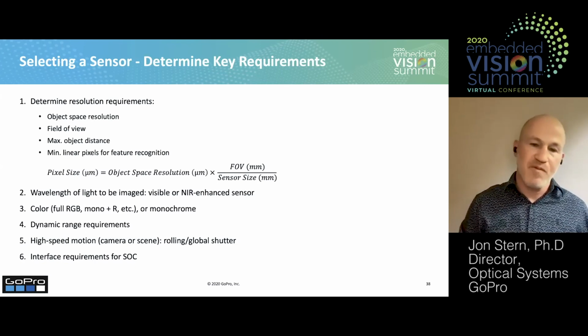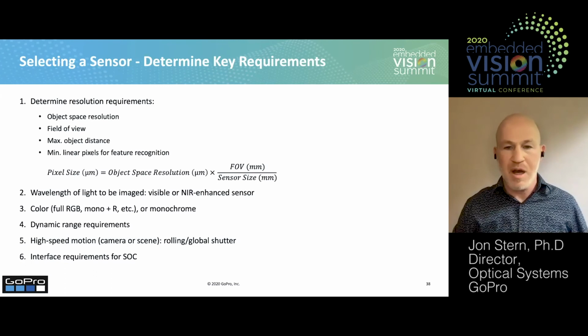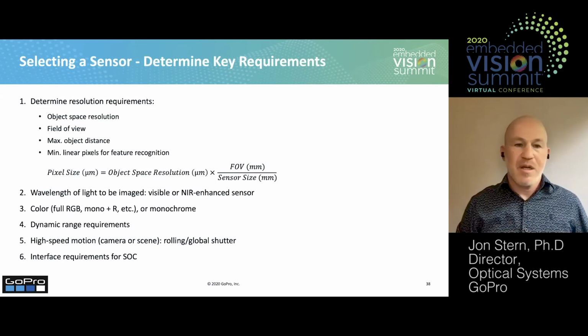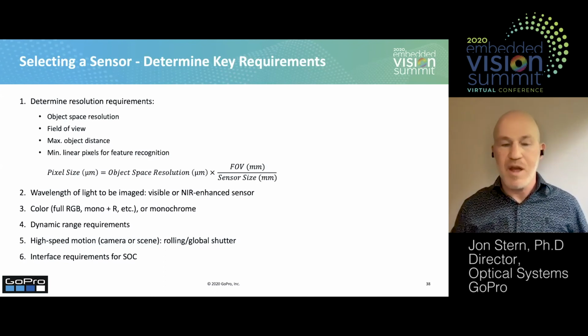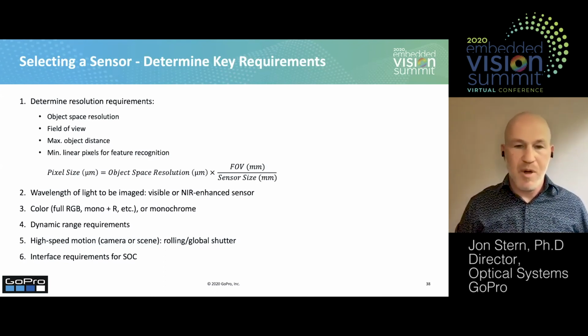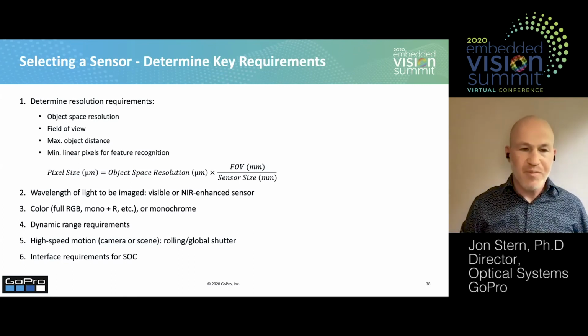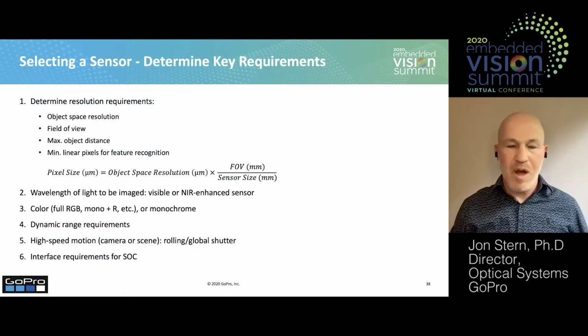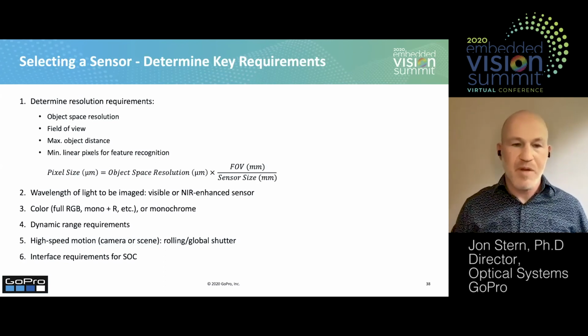Determine the wavelength of light that's going to be imaged. Is it, for example, visible or near IR? Do you need to select a near IR enhanced sensor? Color: do you need color, which may be full RGB, mono plus red, etc., or is a monochrome sensor required for the system? Dynamic range requirements. Are you going to need high dynamic range, or are you going to be operating indoors where generally normal commercial image sensors will have sufficient dynamic range?